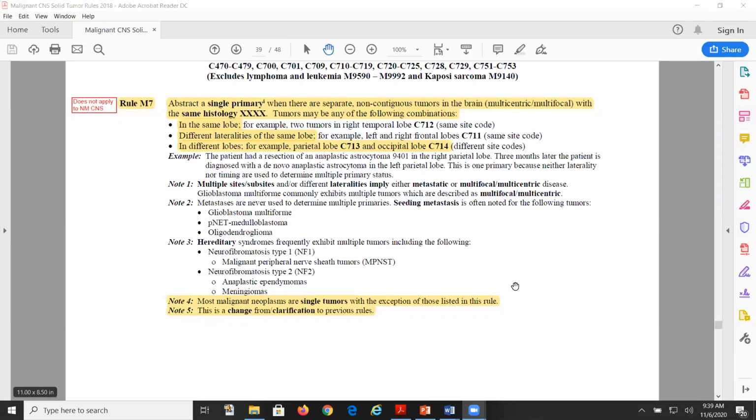And in these notes here, which I'm not going to go over, you can look at those on your own. But they name some of the malignant tumors that can appear as multifocal. So this is a change in the clarification from previous rules.